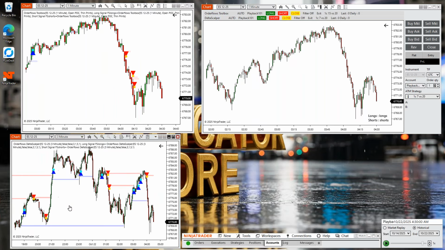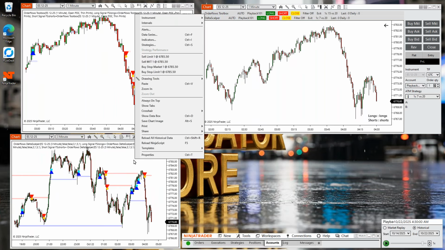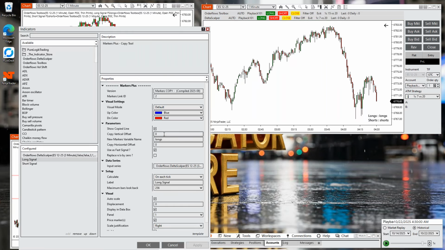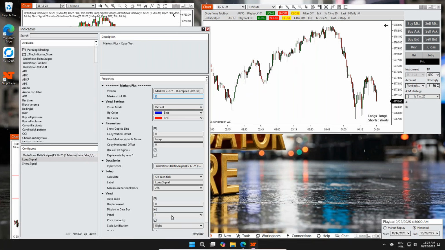This chart is the delta scalper. Very simple. When you copy a signal, if you are not using different names, for example, I am using longs, and on the other chart I was also using longs. Just use a different link ID, okay?